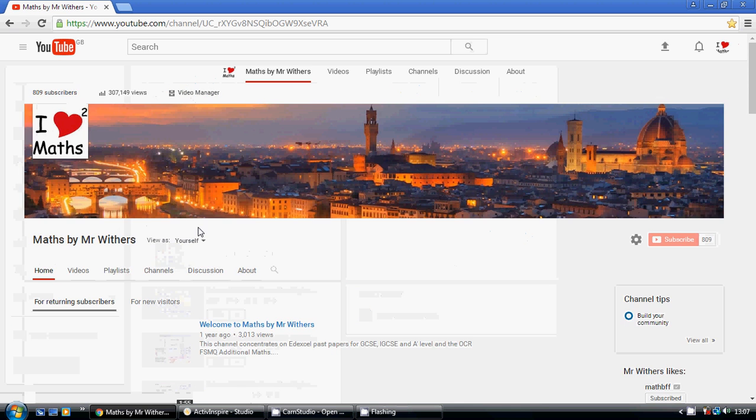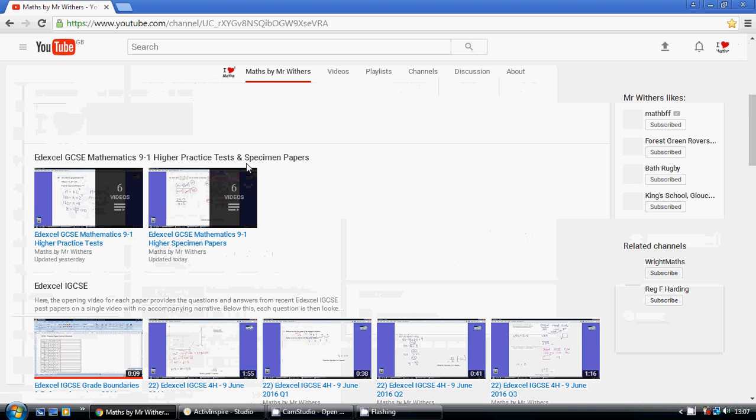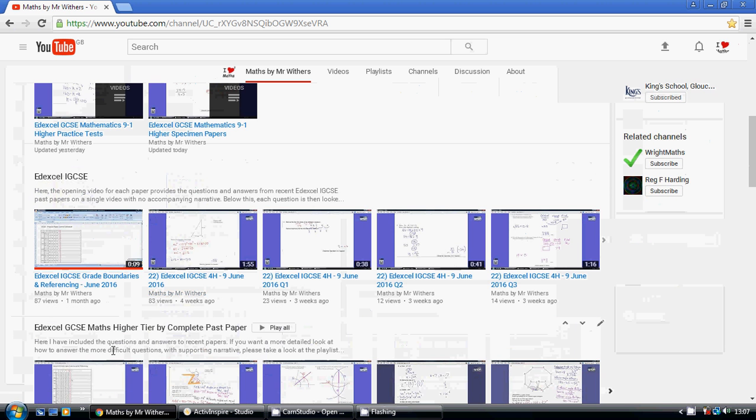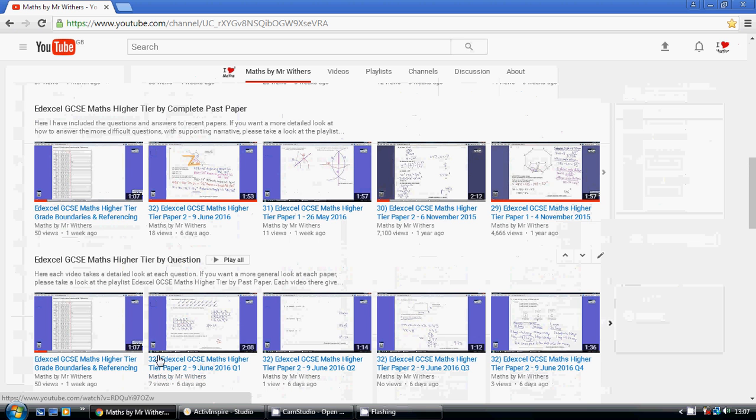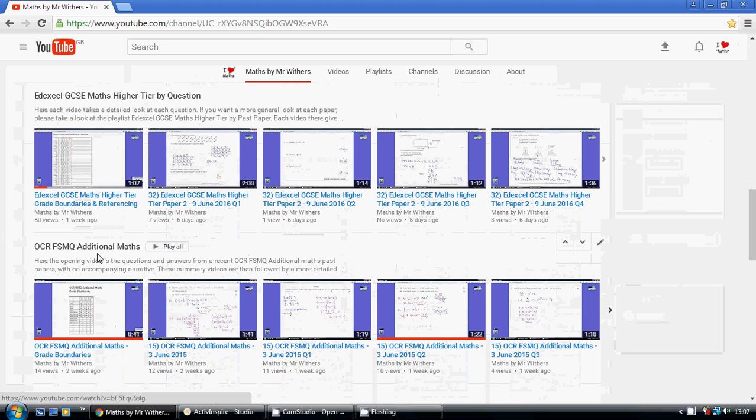So that's basically how it looks: GCSE up to date, IGCSE, GCSE from last year backwards, per paper and then by each question individually, and then additional maths OCR. You'll see I've filed this slightly differently. You'll kick off with a control schedule, then a video for the whole paper from June 2015, then each question one by one, then one video for the whole paper, then the questions one by one, and so on. So quite a bit of stuff on the OCR additional maths.